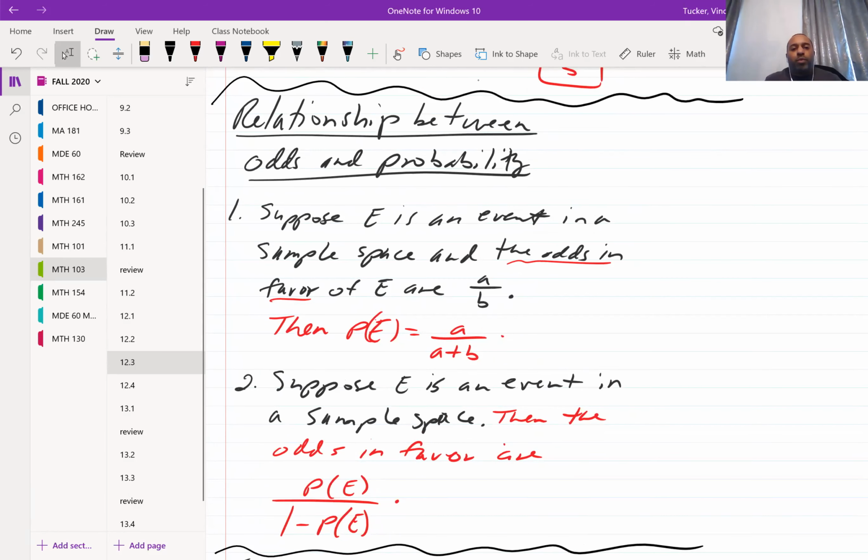All right. So, relationship between odds and probability. Suppose E is an event in the sample space, and the odds in favor of E are A over B. Then you can find the probability of the event by doing A over A plus B. Conversely, if E is an event in a sample space, then the odds in favor would be taking the probability and placing it over 1 minus that probability. So it just depends on which one you have and which one they're asking of you. You convert from odds in favor to probability, or probability to odds in favor.